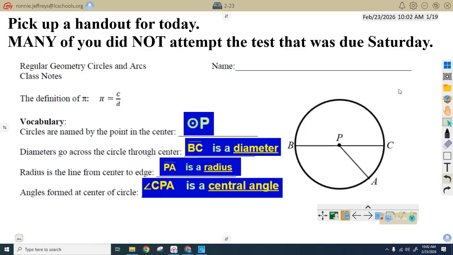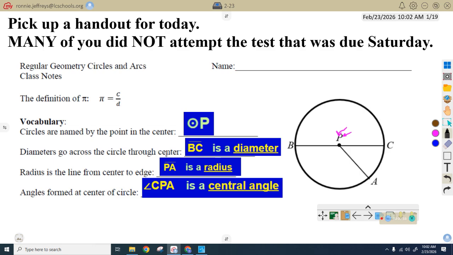All right, so we're studying circles. This is a roundabout lesson, okay? So circles are named by the point in the center. For instance, this right here is in the center. It's circle P, not OP, circle P.